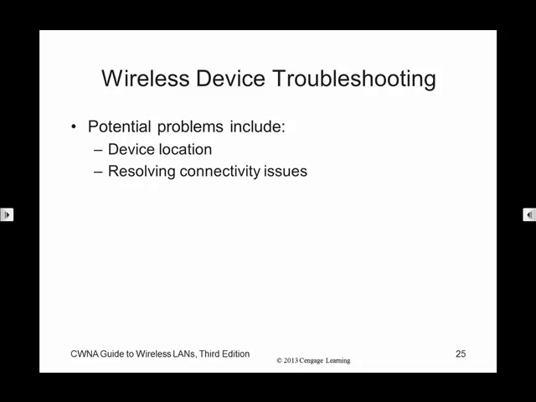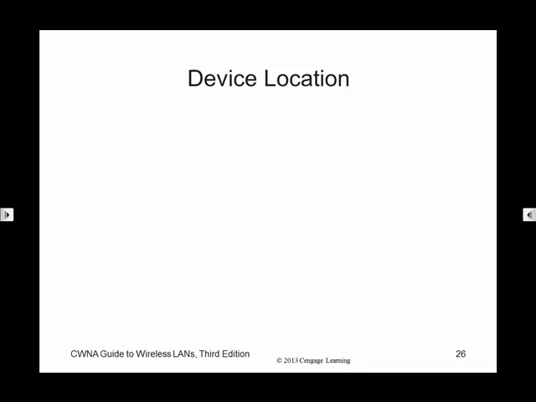Troubleshooting, device location, connectivity issues. Device location, I think we'll probably have beaten to death. Where should they be? Once you put them in, check to be sure that the predictive actually predicted well and that you really had the site survey right.